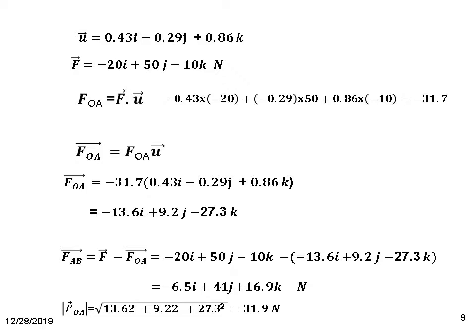Since we have the unit vector, we can take the dot product of the unit vector with the force vector F, and you get the magnitude of the component along the direction OA. And from that, you multiply the magnitude of the component times the unit vector, and you get the force vector component along the direction OA. As we discussed earlier, when you subtract the component along the direction OA from the force vector, you get the component along the direction AB. And finally, we can also show that the magnitude of the component is essentially 31.9 Newton in this problem.